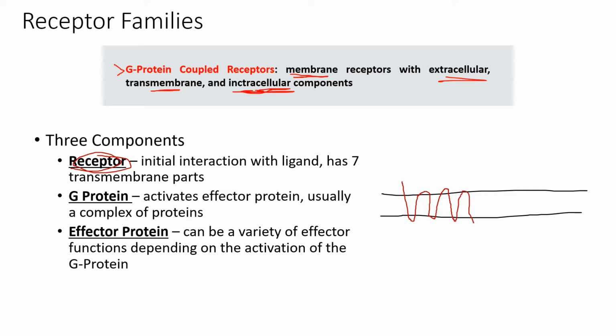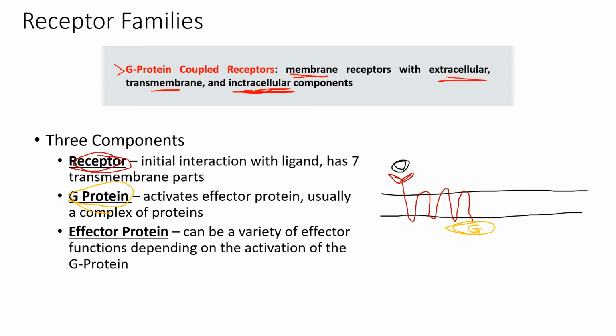transmembrane parts, where if this is the receptor portion, then this part out here will interact with the ligand. And so this is the receptor portion of the G protein coupled receptor. The G protein part actually activates the effector protein. And this is attached to this receptor protein. And so this is our G protein.